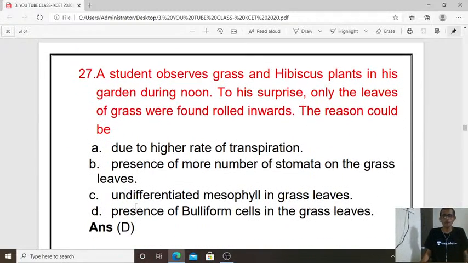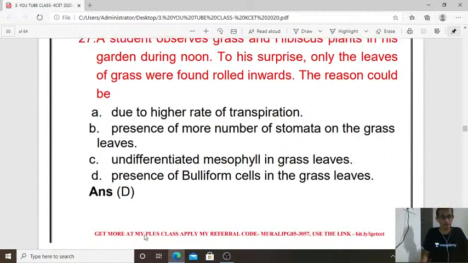A student observes grass and hibiscus plant in his garden during noon. To his surprise, only the leaves of grass were found rolled inward. What is the reason behind rolling of the grass leaf towards the inner side? That is because of the presence of bulliform cells in the grass leaves. That helps in the rolling of the leaf of grass during noon time, in the monocot plant grass. So answer is D for question number 27.